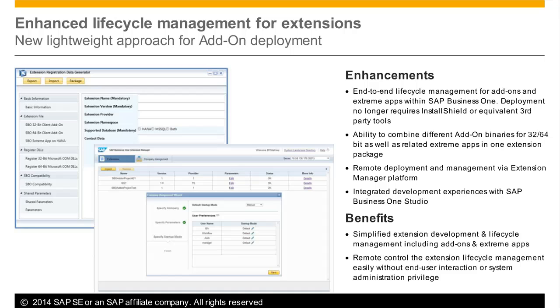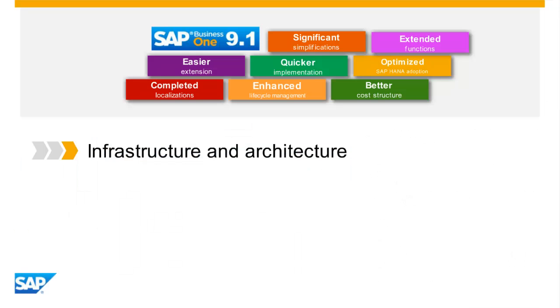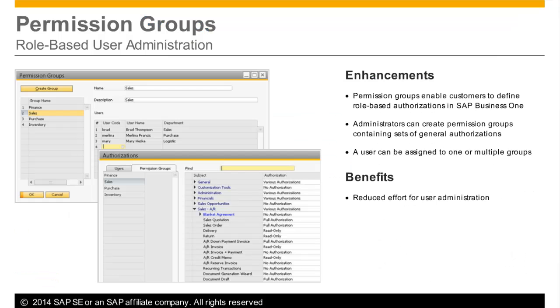The deployment and management of such extension packages is realized via the web-based Extension Manager platform. Infrastructure and architecture. Until 9.0, you can assign transactional authorization directly to users only. With SAP Business One 9.1, authorization can be assigned to permission groups, which can then be assigned to users. This permission group layer allows you to implement role-based authorizations and reduced the administration effort tremendously.